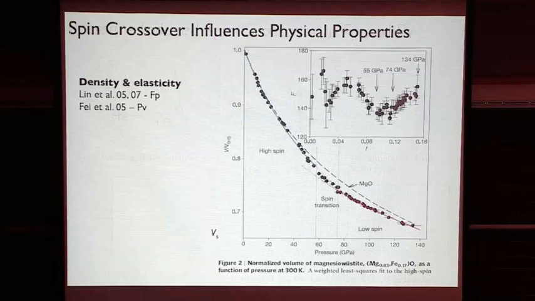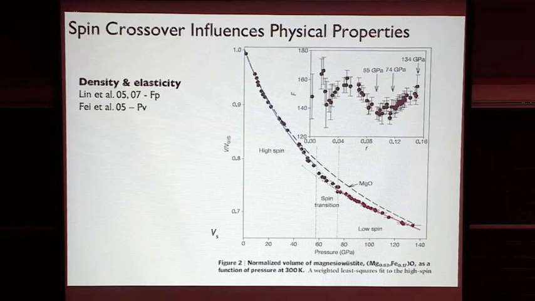And why do we care about the spin crossover? Because it will affect physical properties. You have this volume versus pressure relation. You can see that the spin transition will cause a change in the compression curve, that there are different compressibilities. The spin transition will harden the material.